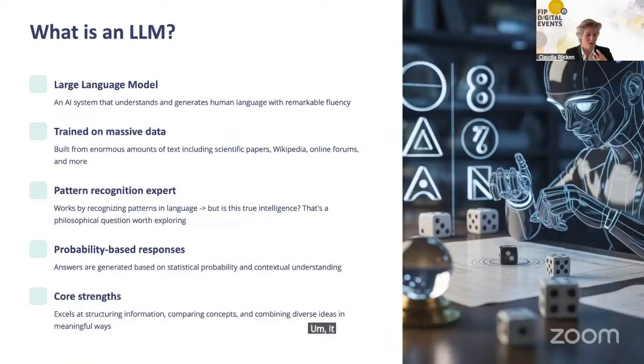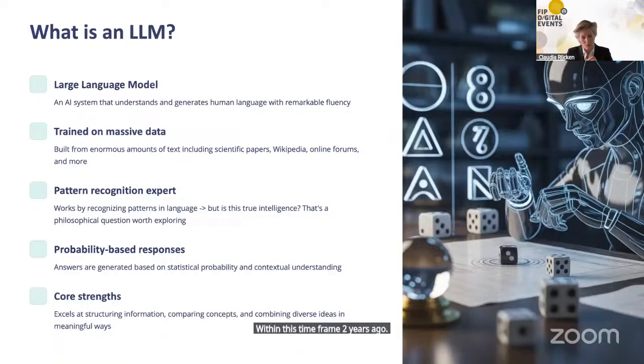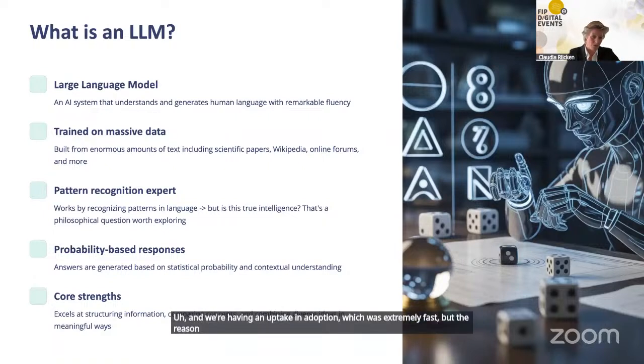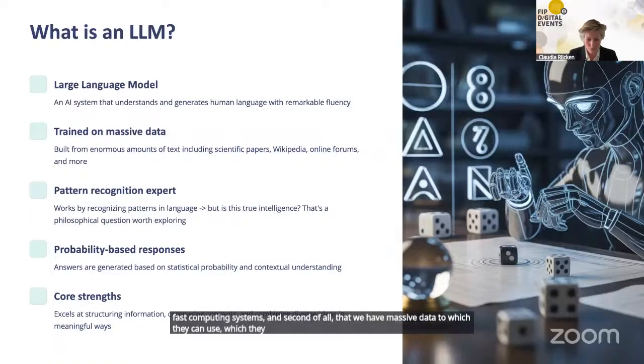It achieves this way of communication by being trained on massive amounts of data. That's also why, within this time frame, 2 years ago, the first large language models were entering the market and were having an uptake and adoption which was extremely fast. But the reason why we can use it now is, first of all, that we have fast computing systems, and second of all, that we have massive data upon which they can be trained.